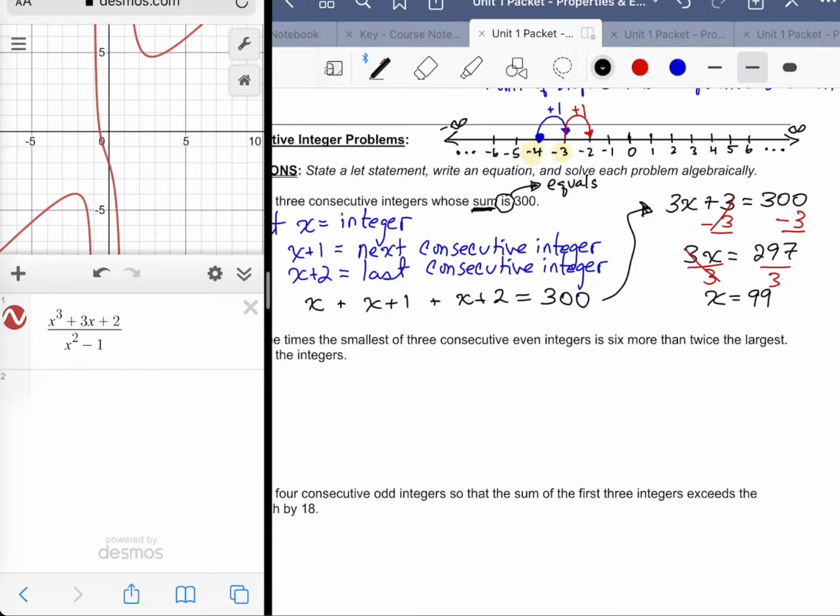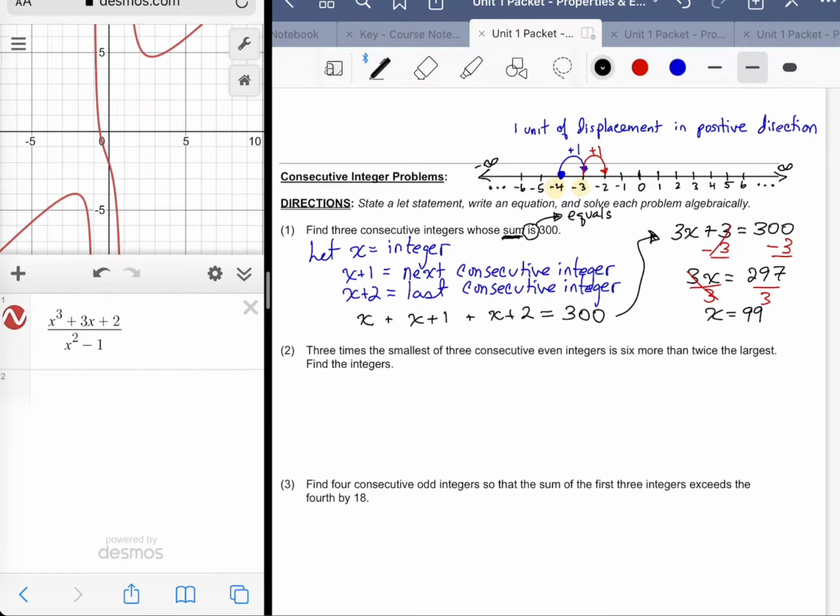So be mindful of what the question is asking. Find 3 consecutive integers. Remember I said yesterday, x does not always mark the spot. I don't think I used those words in this class, but x doesn't always mark the spot. It's part of the answer, but it's not the entire answer. Find 3 consecutive integers. I only got one of them. I have the first one, the x. I need x plus 1 and x plus 2. So my answer would involve the 99, sure, but also a 100 and a 101.